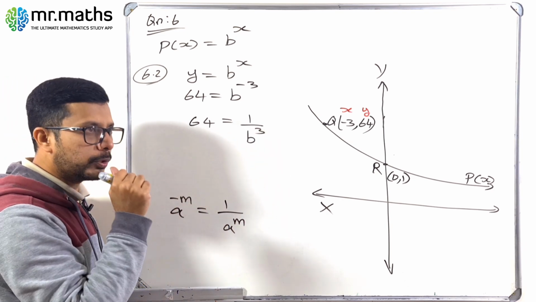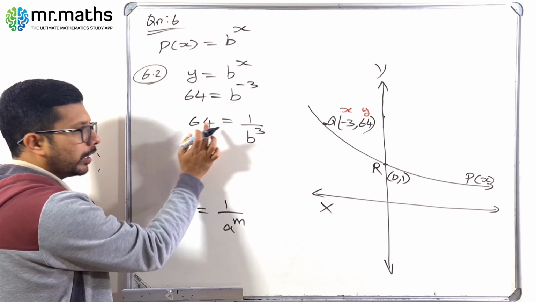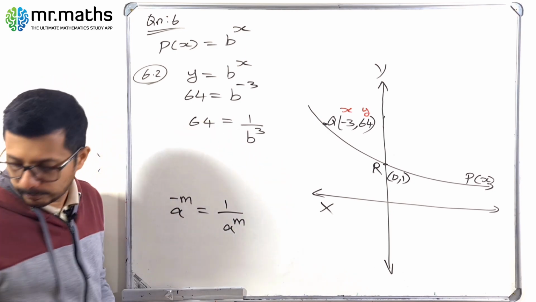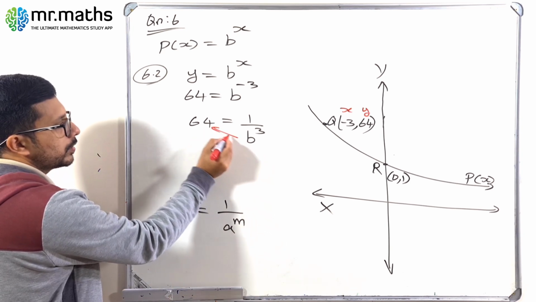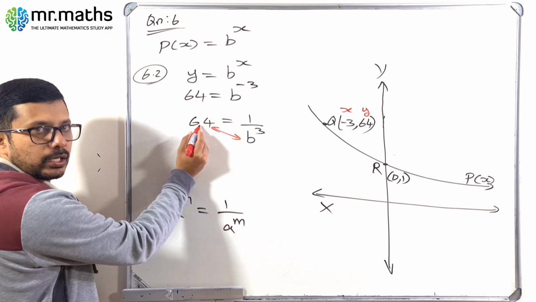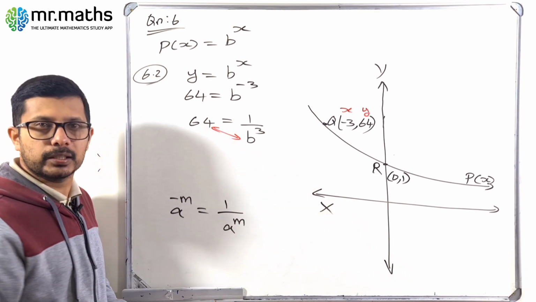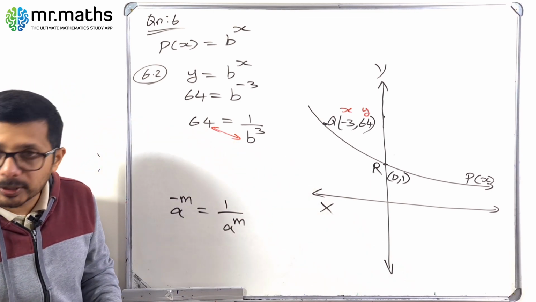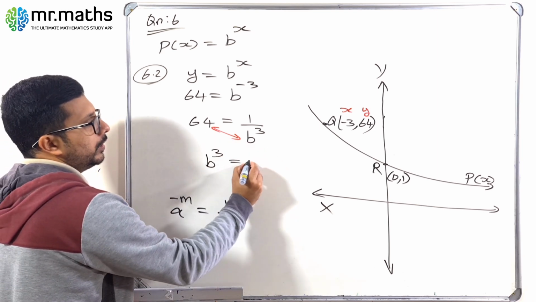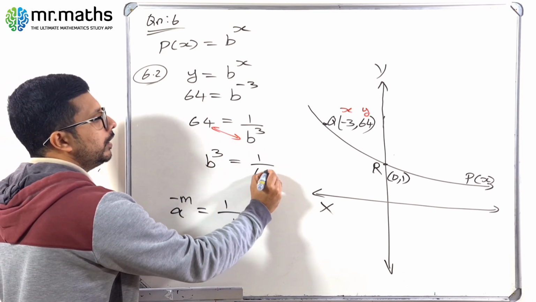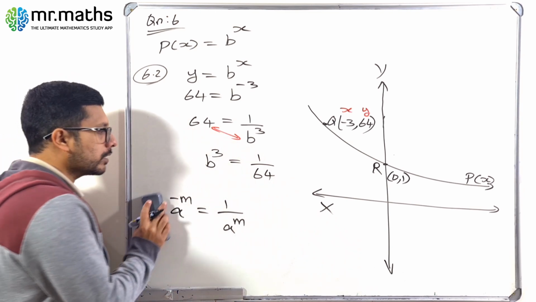To make my work easy, let me take this b raised to 3 to here and this 64 to here. I'm going to cross multiply like this. This b raised to 3 I'm going to write here on the numerator, and this 64 I'm going to write here. That's within the mathematics rules. So what is that? b raised to 3 is equal to 1 divided by 64.